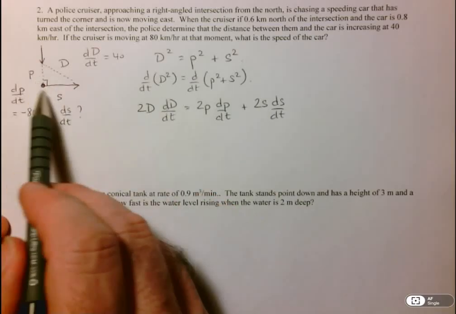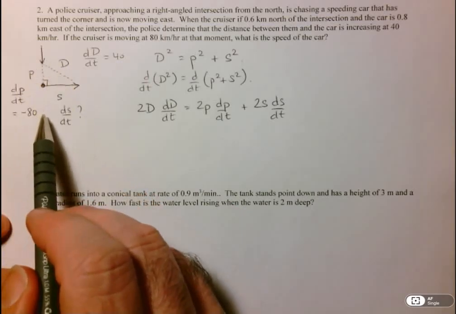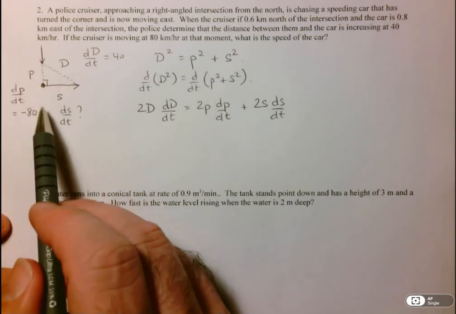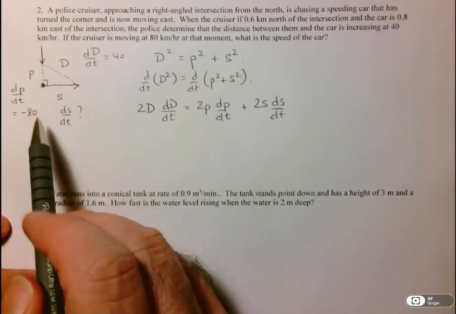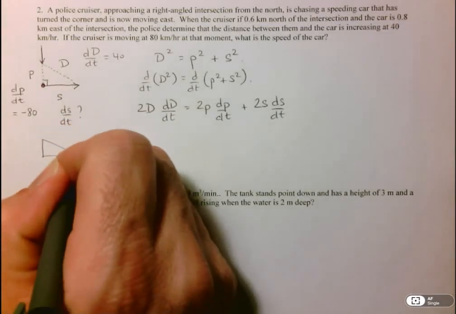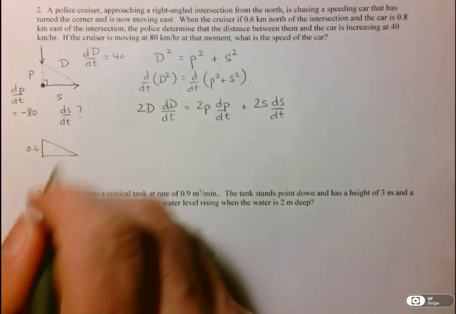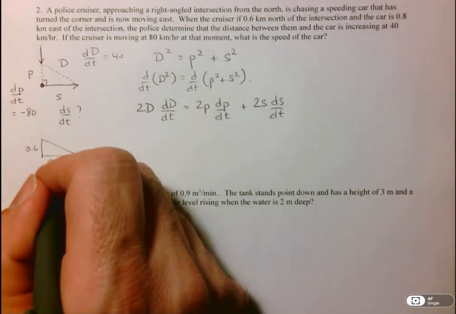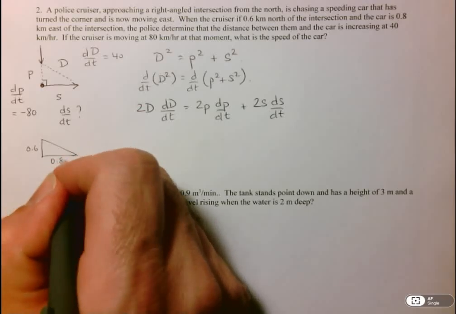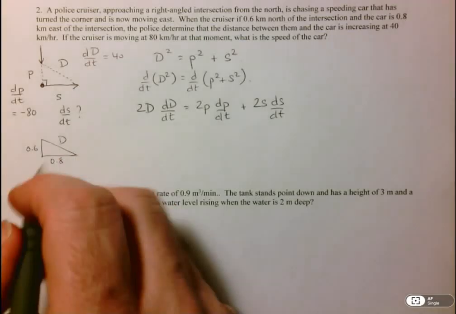So again, you'll notice in my diagram, I did not put any numbers related to quantities that were variable. Okay, so I'm going to draw a separate little diagram here. Okay, so at the moment we're interested in, the police cruiser is 0.6 kilometers away. The speeding car is 0.8 kilometers away, and we want to measure this distance here. Okay, so just use Pythagoras.